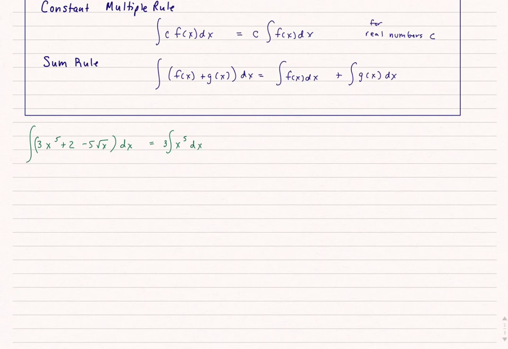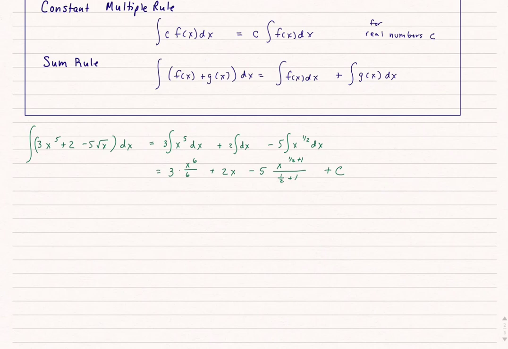At the same time, I'm pulling that constant 3 out of my first term. I can pull the 2 out of my second term, and I can pull a negative 5 out of my third term. And I rewrite the square root as x to the 1/2 power. Now I'm going to use my power rule.